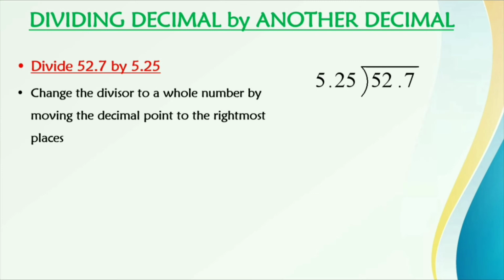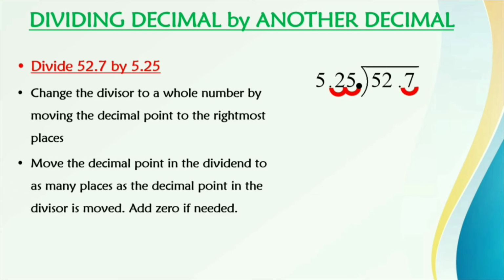From decimal places, mag-move tayo papunta sa dulo na right. So, in this case, from 5.25 mula sa decimal place, mag-move tayo ng 2 decimal places. So, ayun na yung point natin. And then, after nating magawang whole number yung ating divisor, okay, move the decimal point in the dividend to as many places as the decimal point. Okay, kung ilang beses natin na-minove yung divisor, since here, minove natin ng 2 places to the right, magmumove din tayo ng 2 places to the right dun sa ating dividend from the decimal point.